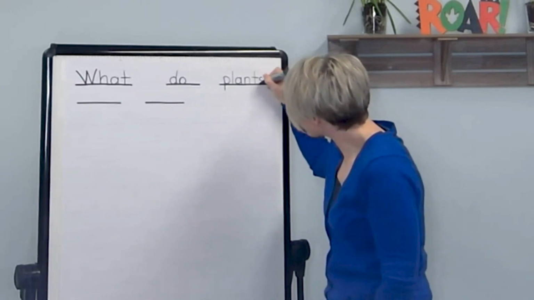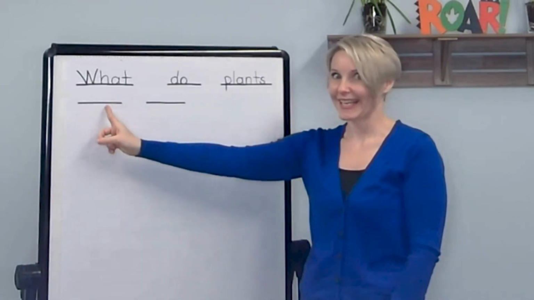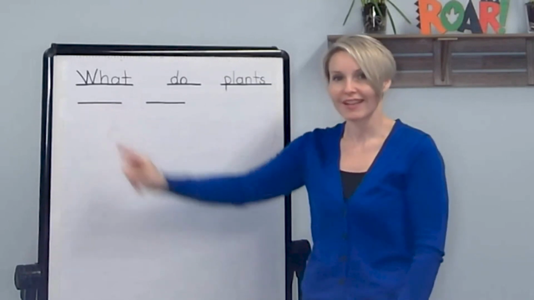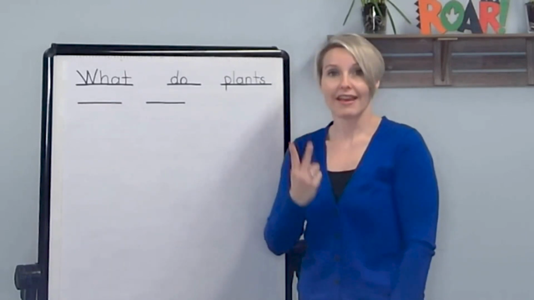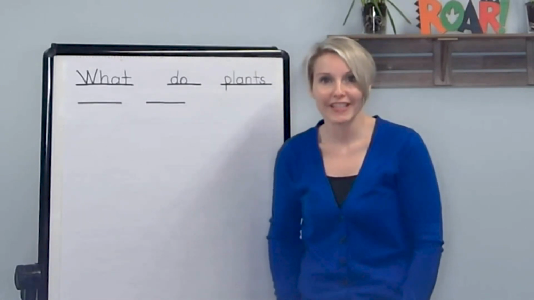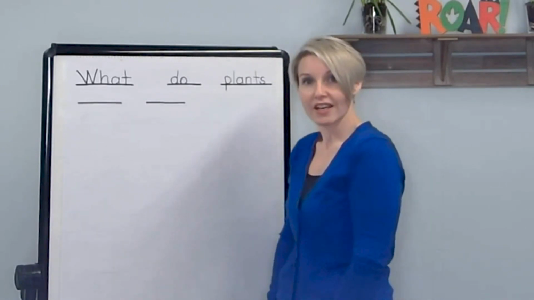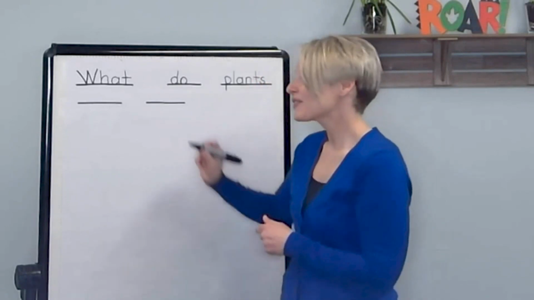Around like an S. What do plants give? Give is our next word. Help me stretch out the sounds in give. G, I, V. 3 sounds in the word give. The first sound is G. What letter makes that sound? G. Great.